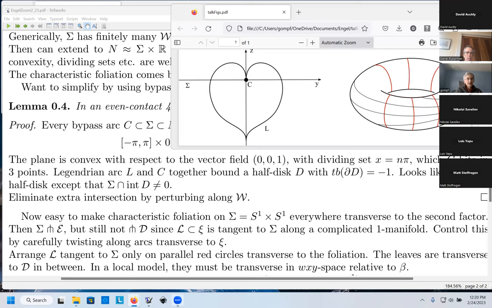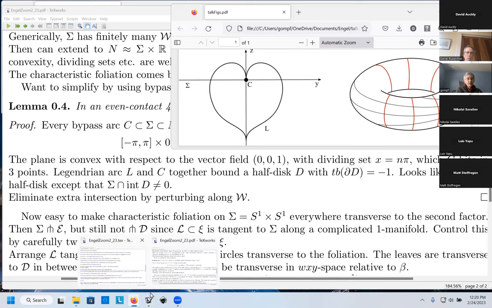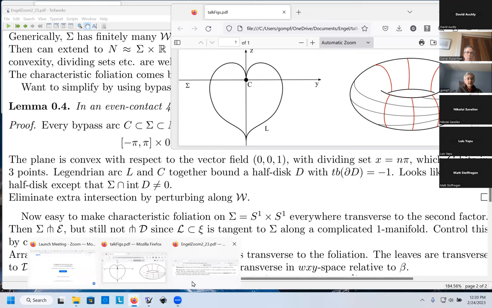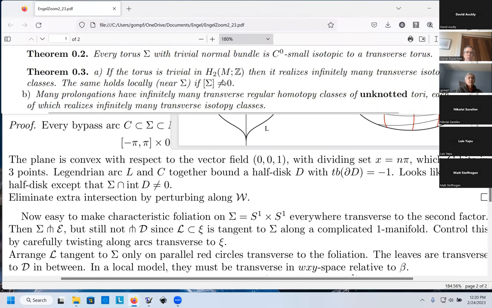To talk about, if I can find where my cursor went. Yeah, there it is. Let's come back to the other theorem, how we distinguish transverse tori that are isotopic to each other. Well, in a way, that's simpler in spirit. The way we distinguish transverse knots is with the self-linking numbers.